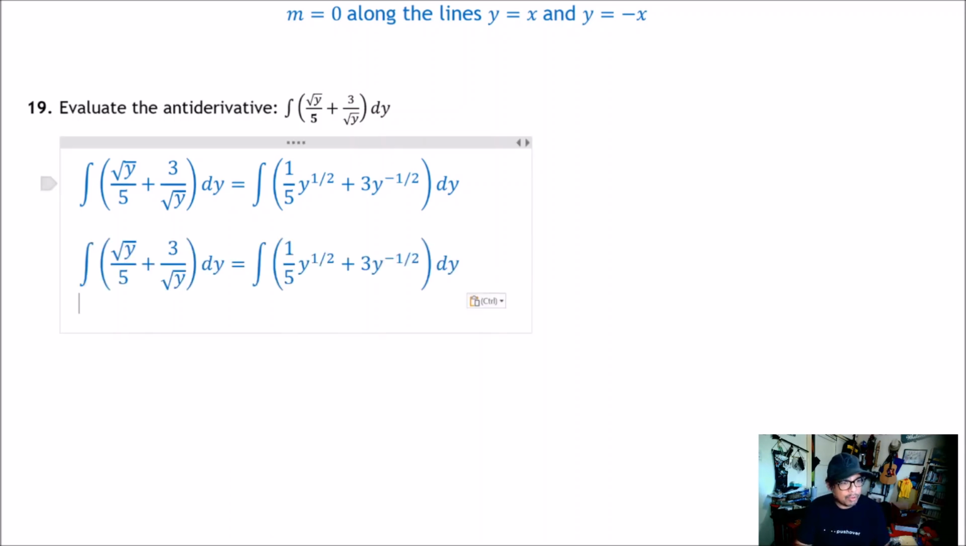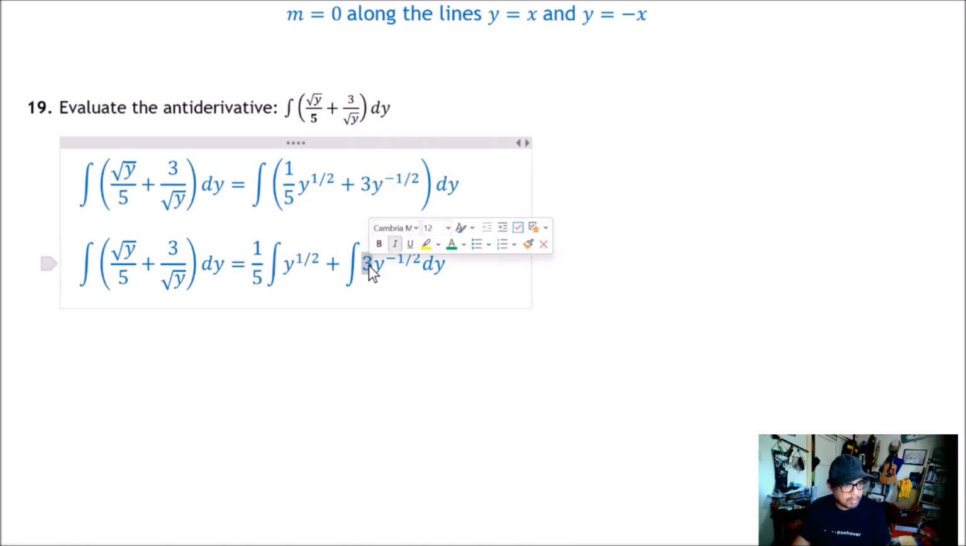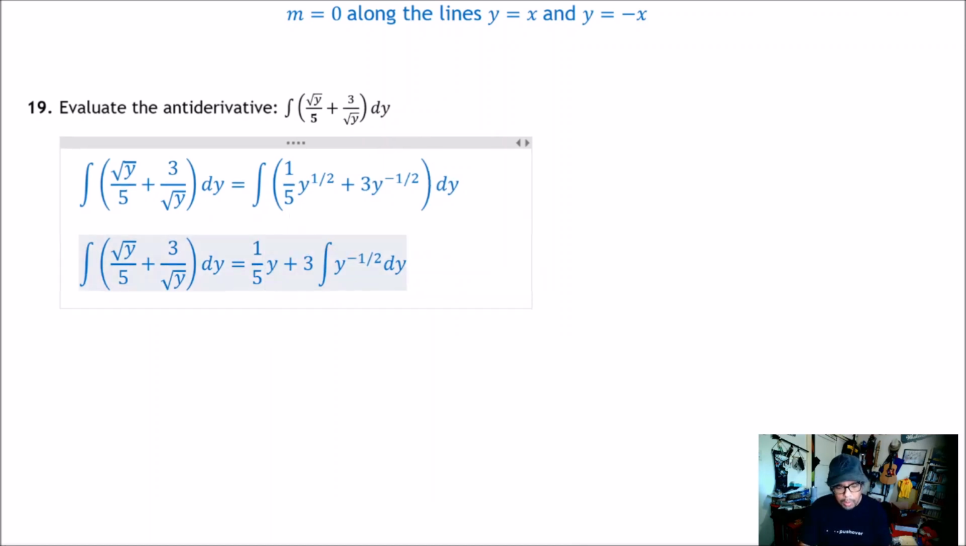Let's split up that integral. We move these coefficients to the outside of our integral. And then we can just apply the power rule. We've got y to the 1/2, and if we do 1/2 plus 1, that's 3/2. So y to the 3/2. And then we need to multiply also by the reciprocal of 3/2, which is 2/3.